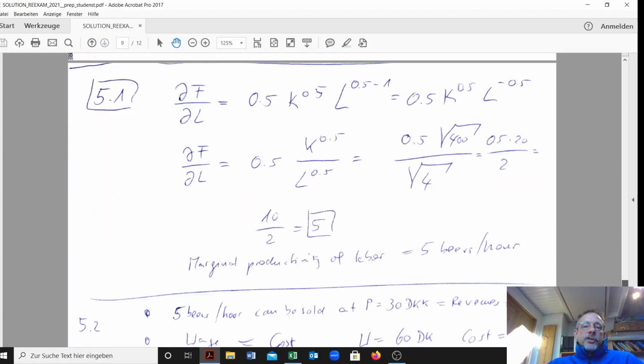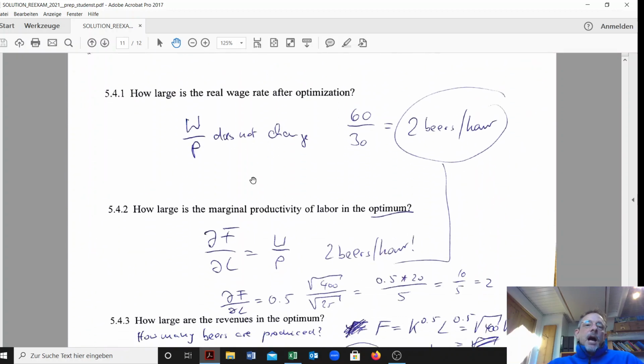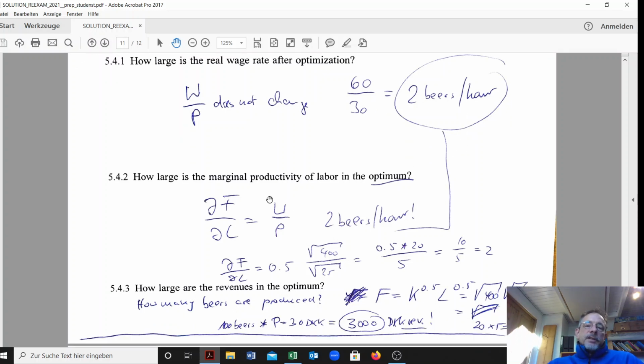follow-up questions are here. How large is the real wage after optimization? The real wage does not change. It is 60 over 30, so 2 beers per hour. How large is the marginal productivity of labor in the optimum? Of course, this is our optimality condition. We know that the real wage is 2 beers per hour. So the marginal productivity of labor has to be equal to 2 beers per hour.